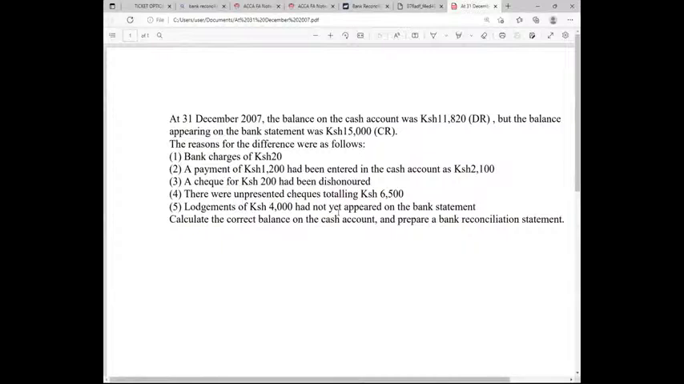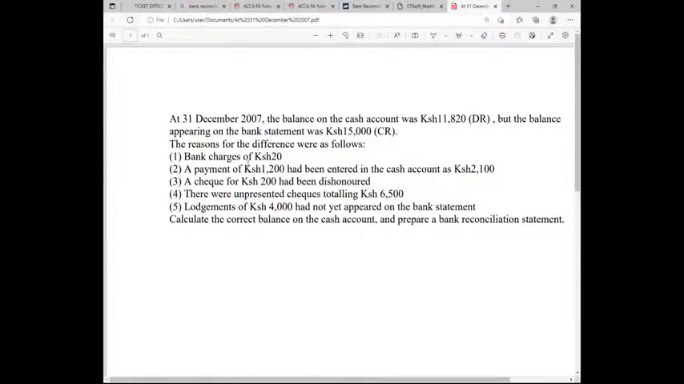So we are told here, at 31st December 07, the balance of the cash account was Kenya shillings 11,820 debit. But the balance appearing on the bank statement was Kenya shillings 15,000 credit. The reasons for the difference were as follows. Number one, bank charges of Kenya shillings 20.